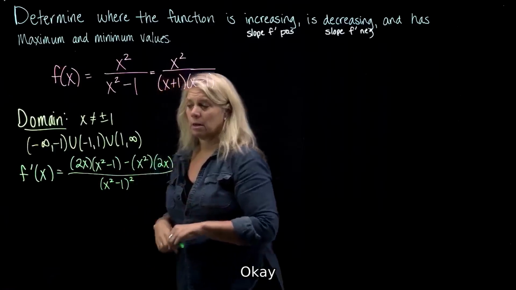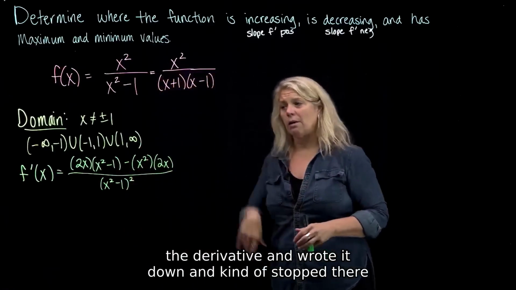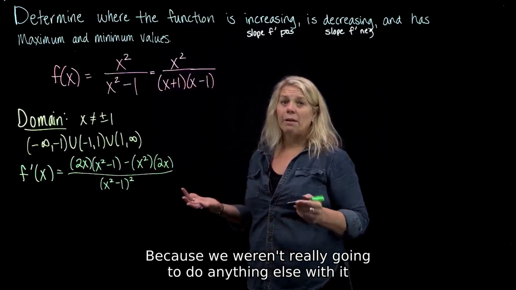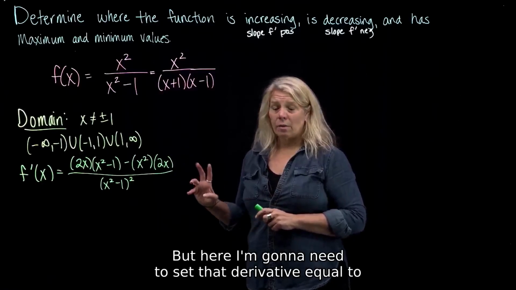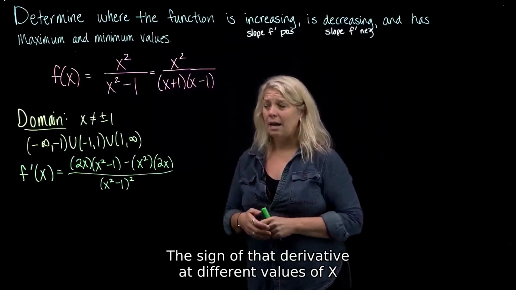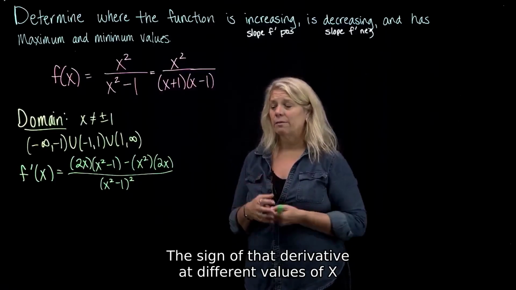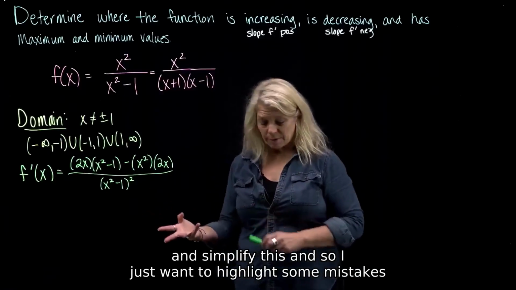Okay, so when we first just did derivatives, we just found the derivative and wrote it down and kind of stopped there, because we weren't really going to do anything else with it. But here, I'm going to need to set that derivative equal to 0 and solve for x, and then I'm going to need to test the sign of that derivative at different values of x. So for problems like this, you will want to go ahead and simplify this.